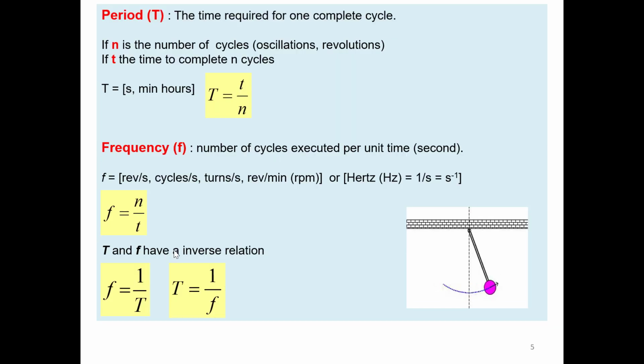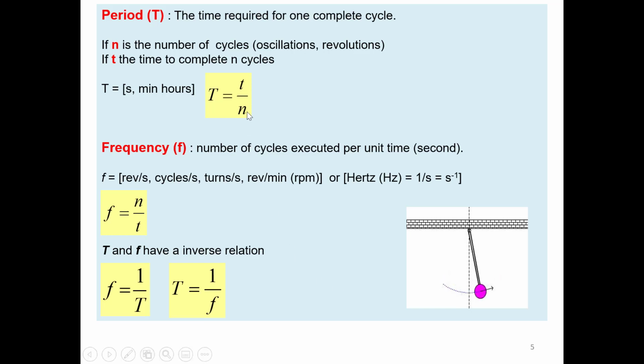Another variable we need to know if we want to describe a vibrational motion is the period. The period is the time for one complete vibration, the time to move from here to here, for one complete cycle.